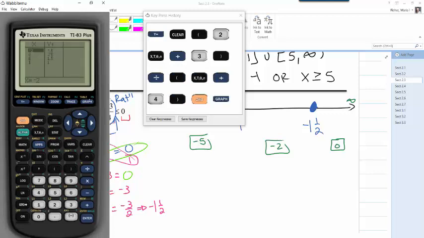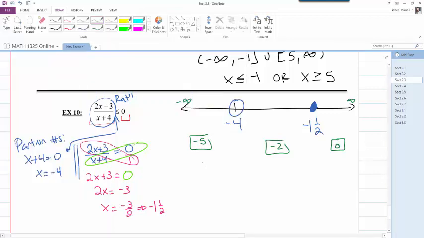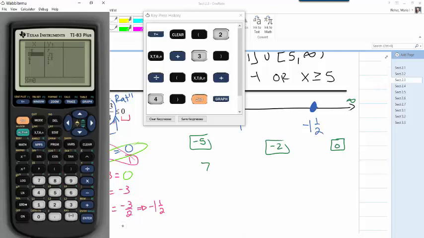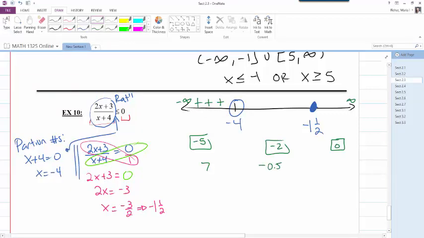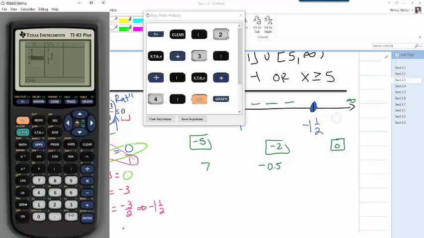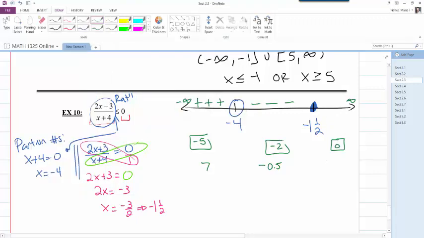The first thing to plug in is a -5. So -5 and hit enter. And again, we get +7. So this is positive here. What about -2? -2, I hit enter. I get -1/2 or -0.5. So that means all these numbers are negative. Finally, plug in the number 0 and hit enter, and I get 0.75 or 3/4. Well, that is a positive number, so all the numbers here are going to be positive.